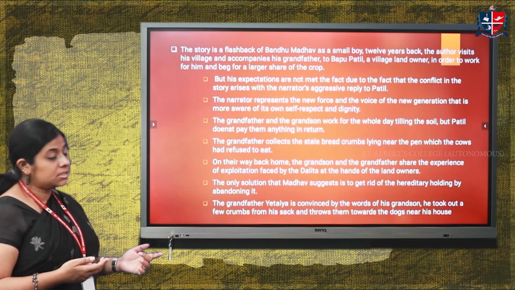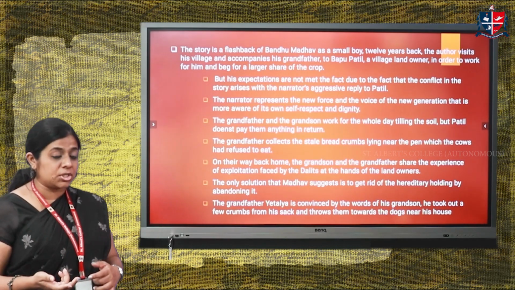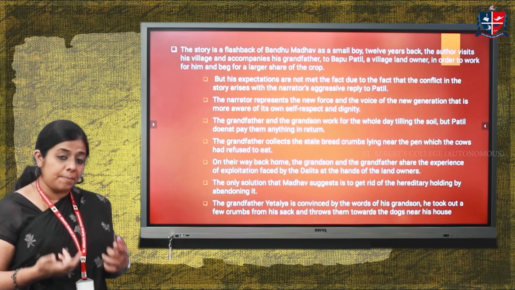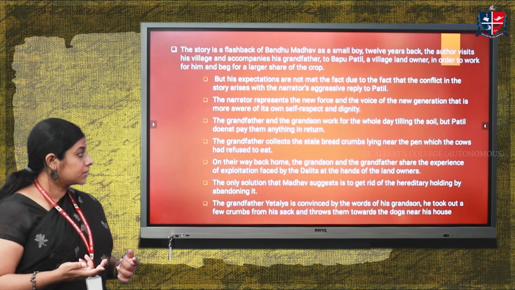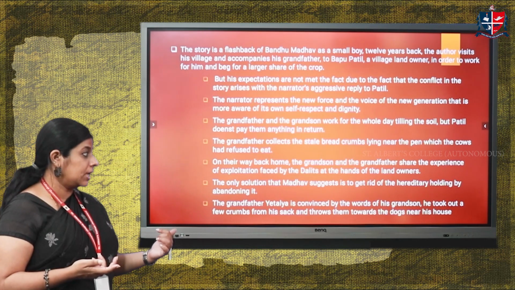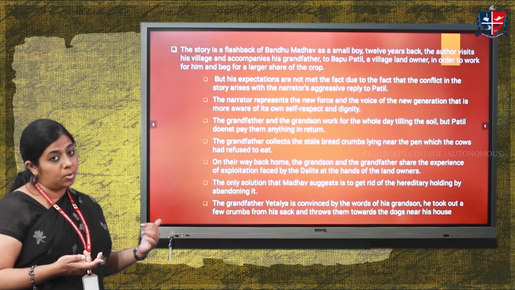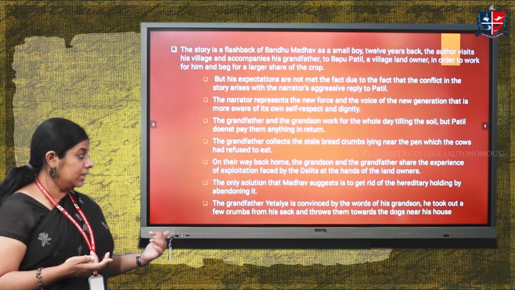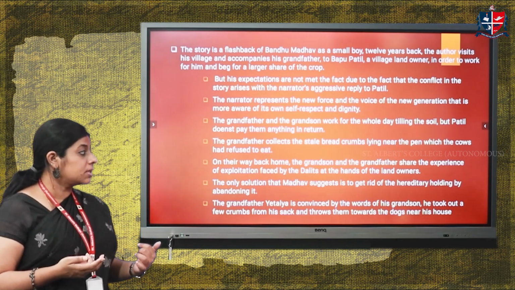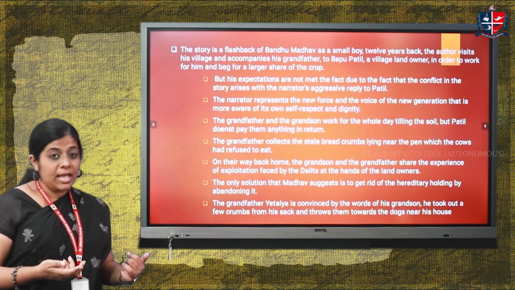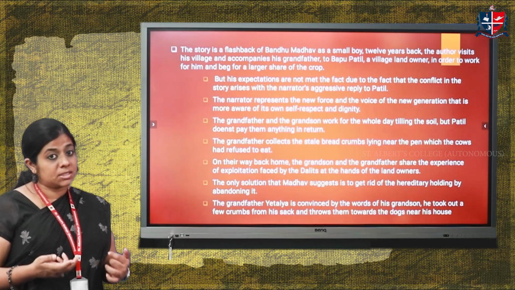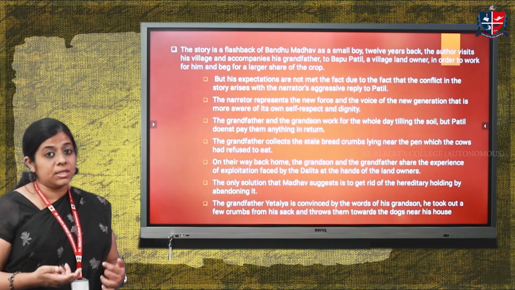On their way home, in their conversation, Yatalya and Mahadeva share their personal experience of being exploited by the upper caste, in the hands of the landowners. Next, the only solution that Mahadev suggests is to get rid of the hereditary holding by abandoning it. Now, grandfather Yatalya is convinced by the words of his grandson, and he takes a few crumbs from his sack and throws them towards the dogs near his house. They get home, and the central character's grandmother collects those crumbs, cooks them, mixes them with a gravy called dalli, and all the other members of the family consume it.